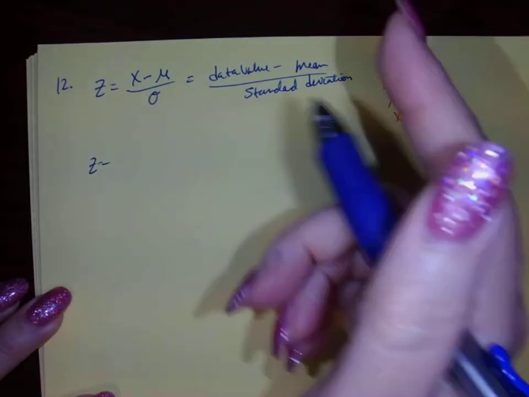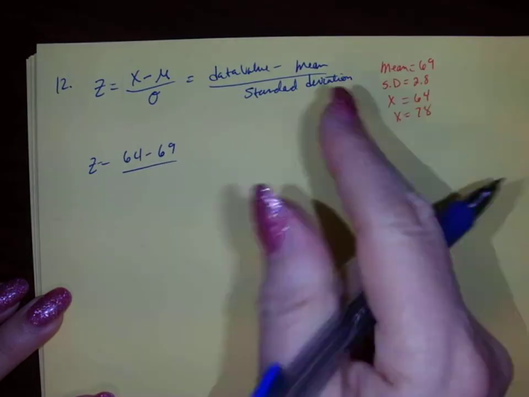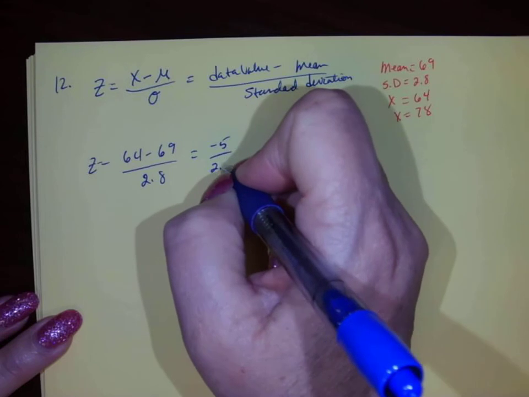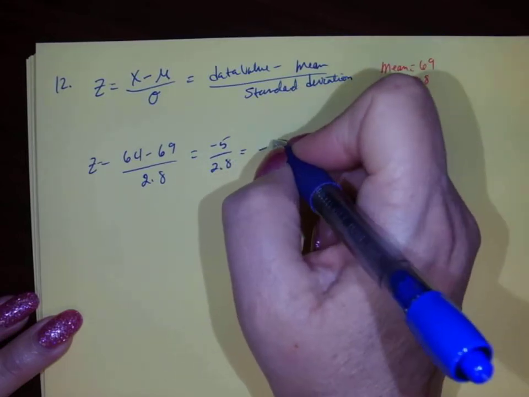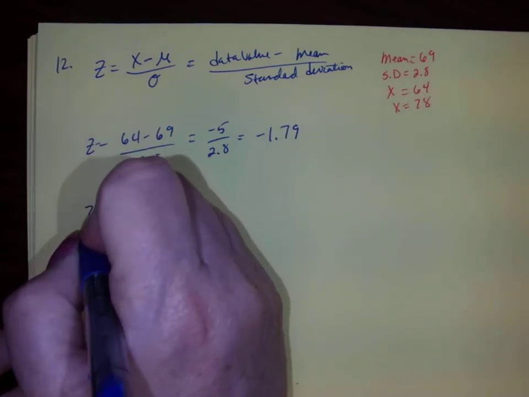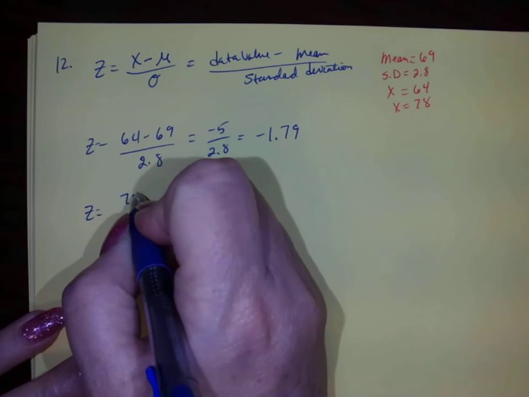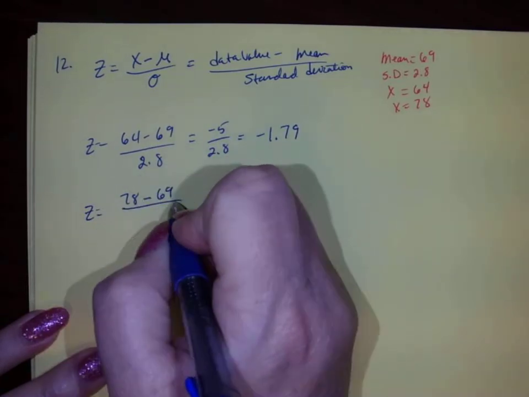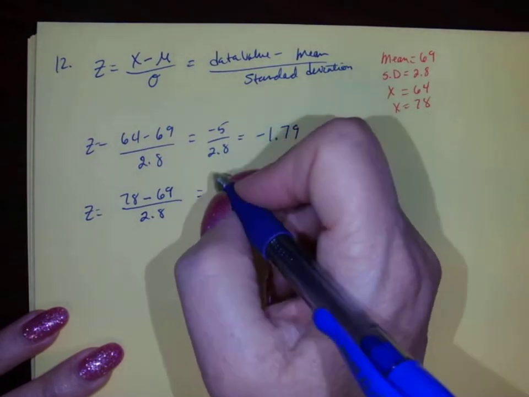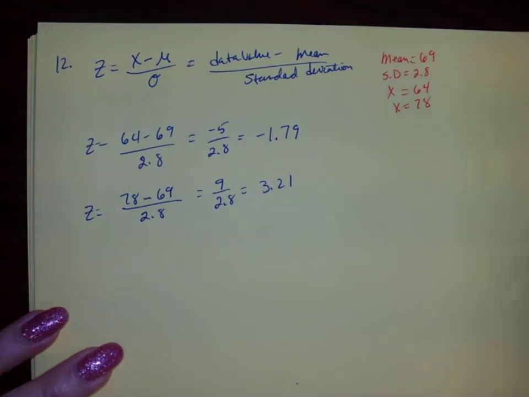So z will be equal to 64 minus our mean of 69 over a standard deviation of 2.8. This will get us negative 5 divided by 2.8, which will get us negative 1.79. And we'll go find the percentage here in a minute. Let's do our other z-score. So our other z-score is going to be 78 minus our mean of 69 divided by the standard deviation of 2.8. This will get us a difference of 9 divided by 2.8, which will get us 3.21.